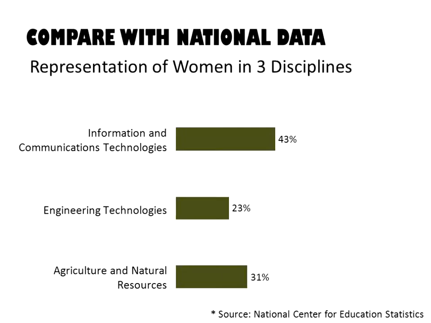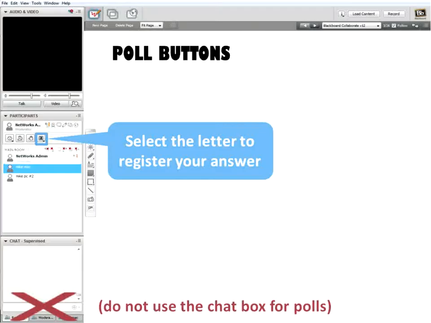Okay. So this graph shows the percentage of students who are female in ATE programs in the areas of information and communications technologies, engineering technologies, and agricultural and natural resources. And I think this is fairly recent data. I actually did this for a different purpose in a webinar in May. So we're actually going to do a poll next. I'm going to tell you where to find your poll buttons.